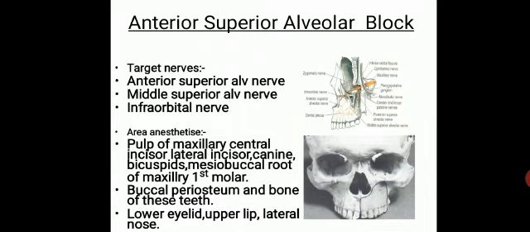Areas anesthetized are the pulp of maxillary central incisor through canine on the injected side, pulp of maxillary premolars and mesiobuccal root of the molar, then buccal periodontium and bone of these teeth, and lower eyelid and lateral aspect of the nose and upper lip, and the anatomic landmarks.